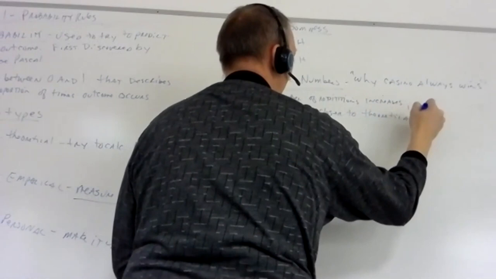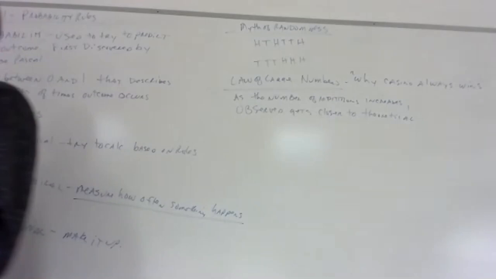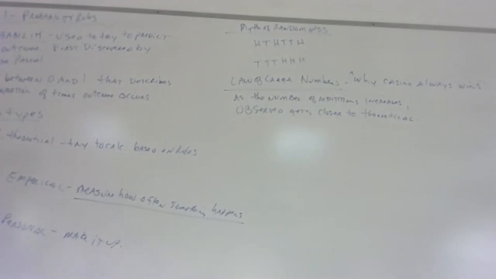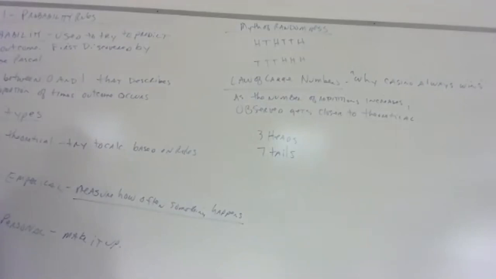Okay, so let me do a quick example for you very quickly to show you. Let's say that you and I are having a bet. We're betting $1 on a flip of a coin. You bet heads. It comes up three heads and seven tails. Pretend I'm the casino. Now how many heads would you expect? You would expect five heads, right? So if you expected five and you only got three, how much are you down? You're down $2.